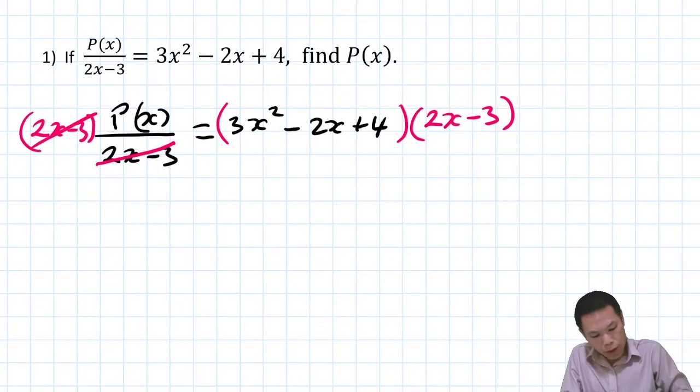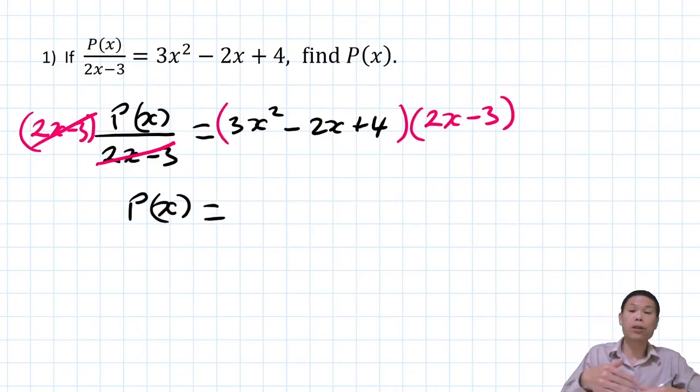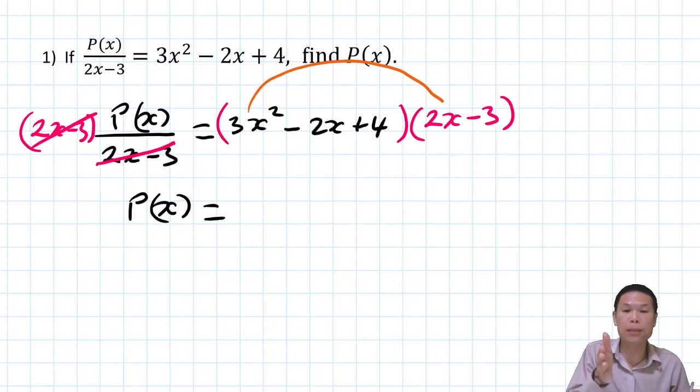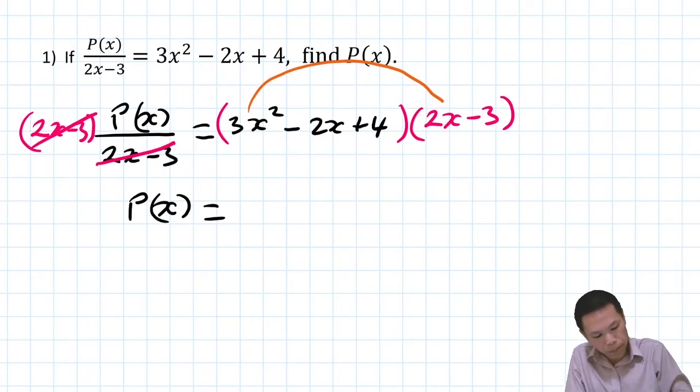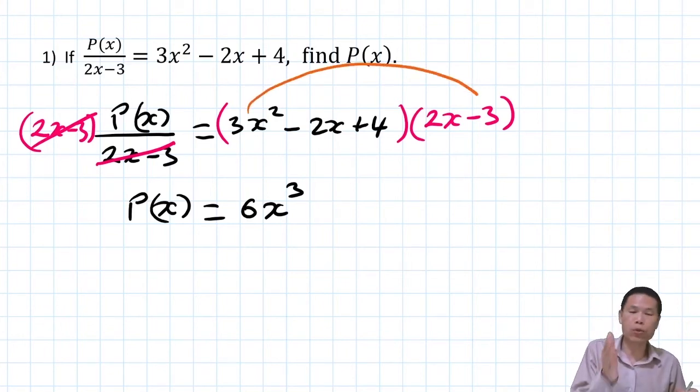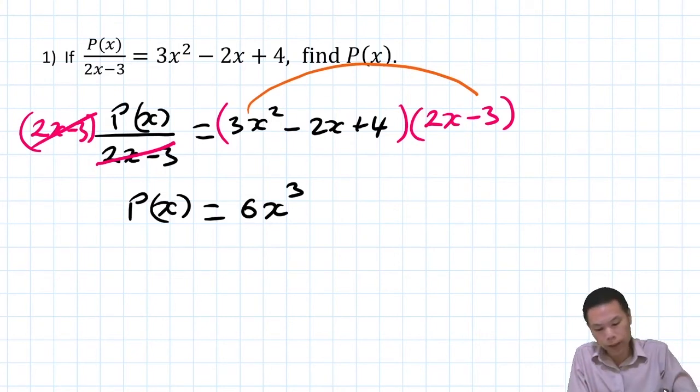So therefore, p x is equal to, I just remove the bracket. So 3x squared times 2x. 3 times 2 is 6. X squared times x is x to the power of 3. So 6x to the power of 3. And then 3x squared times negative 3. So 3 times negative 3 is negative 9. So minus 9x squared.